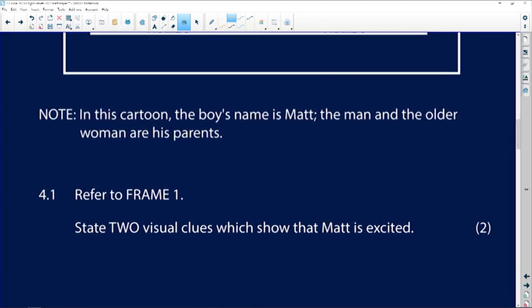Right, visual clues. So refer to frame, but we don't answer the refer question. Here's our command word, state. Question word, 2 visual clues for excitement. So it must just be visual. And I find so often that students don't look at the visuals. And things like in the advert, they don't look at the visuals.